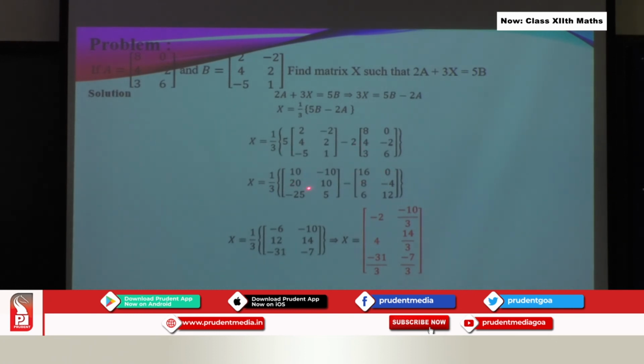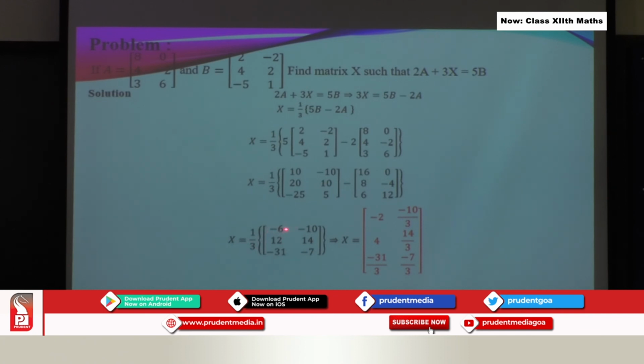Now here I have one matrix minus another matrix, both of the same order, so I can subtract the matrices. When I subtract corresponding entries, 10 minus 16, I am getting minus 6. Again, minus 10 minus 0, I am getting minus 10, and in a similar way I get the remaining entries. Now again the constant outside needs to be multiplied inside. What multiplication am I doing again? Scalar multiplication. So I get X equals, and this 1 by 3 will get multiplied.